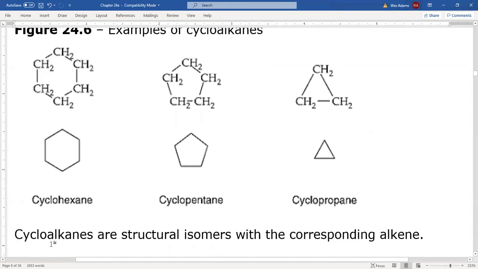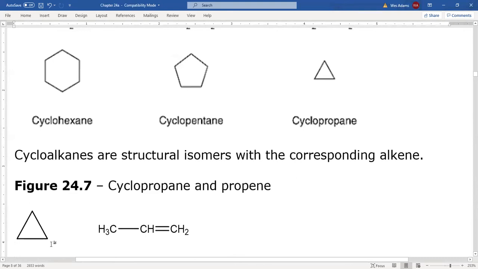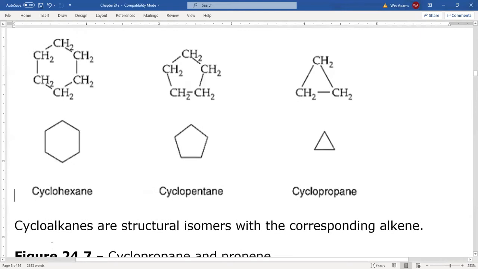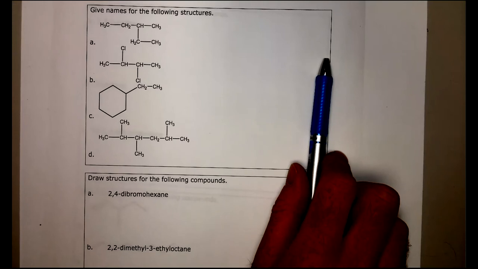They are structural isomers with the corresponding alkene. For example, if we look at cyclopropane versus propene, they actually have the same formula, because propane is C3H8, but propene, you've got a double bond and you lose 2 hydrogens, so it's C3H6, which is also the formula for the cyclopropane. If we move back up, you can see there's a CH2 in each spot, so that'd be C3H6.